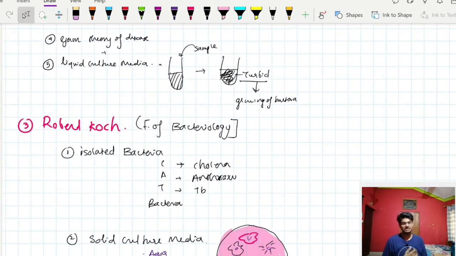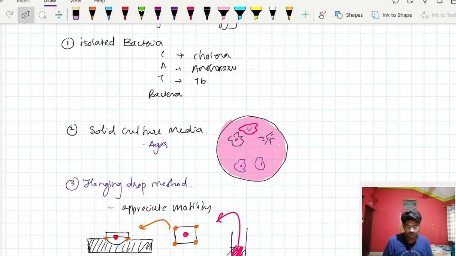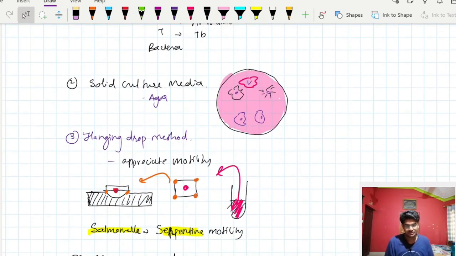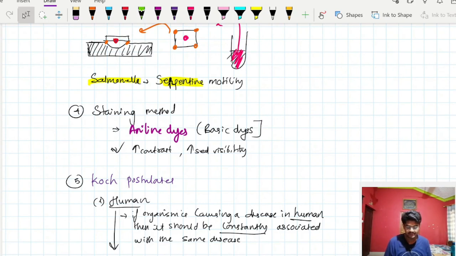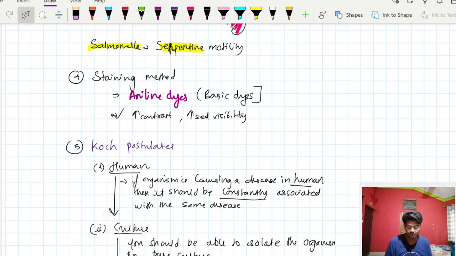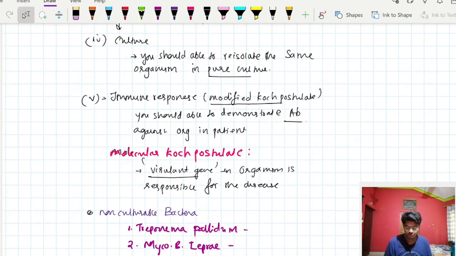He is the one who first isolated bacteria, known as cat bacteria. Then he is the first one to introduce solid agar culture and solid culture media. Then he is the first to demonstrate the hanging drop method and the staining method. He used aniline dyes. And then the next one is the Koch postulates. There are six postulates in total: five postulates, and one is the molecular Koch postulate.